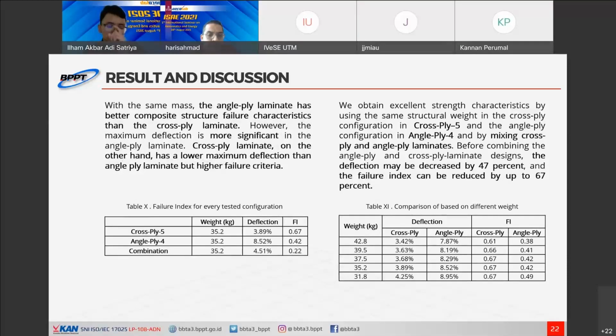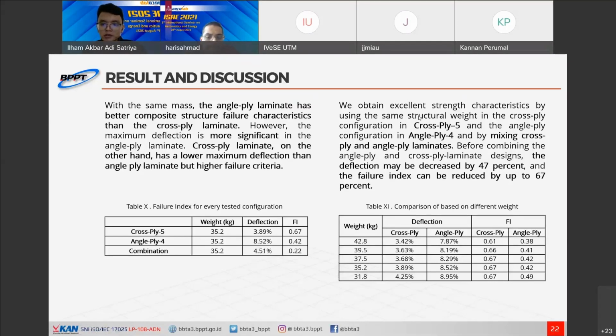And then the second conclusion: with the same mesh, the angle-ply laminate has better composite structural failure characteristics than the cross-ply laminate. However, the maximum deflection is more significant in the angle-ply laminate. The cross-ply laminate, on the other hand, has a lower maximum deflection than the angle-ply laminate but a higher failure criterion. It makes sense, because as we know, the cross-ply has more stiffness, so the deflection is lower than the angle-ply element with a 45-degree angle.